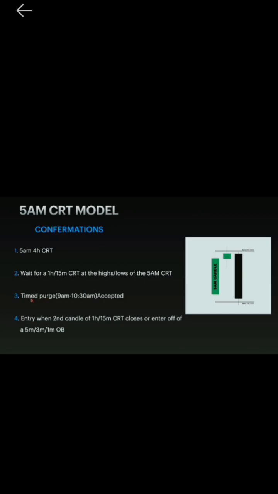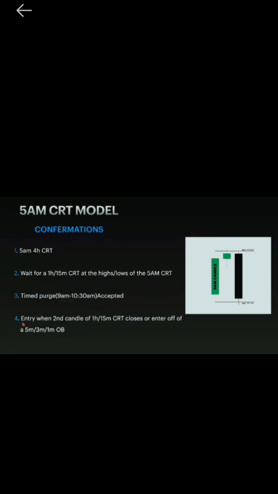Number 3. The timed purge. The model requires a liquidity purge, specifically between 9 a.m. and 10:30 a.m. This third confirmation is the price purging one end of the 5 a.m. CRT range during this specific time window. If the purge occurs outside the time window, then there is no trade, and you wait for the next one.